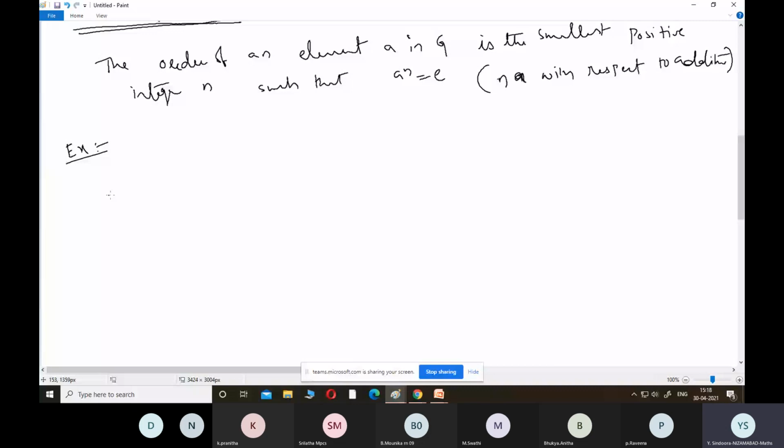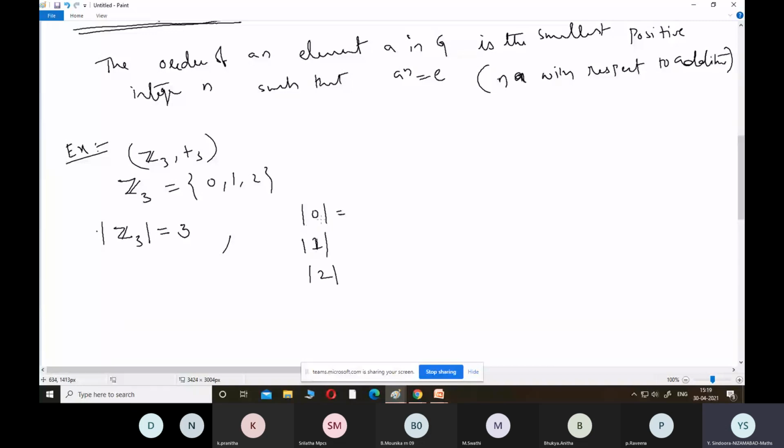Let us go for Z3. What elements do we have under Z3? 0, 1, 2. What is the order of this Z3? It is 3. Very good. Now I want the order of each element: the order of 0, the order of 1, and the order of 2.